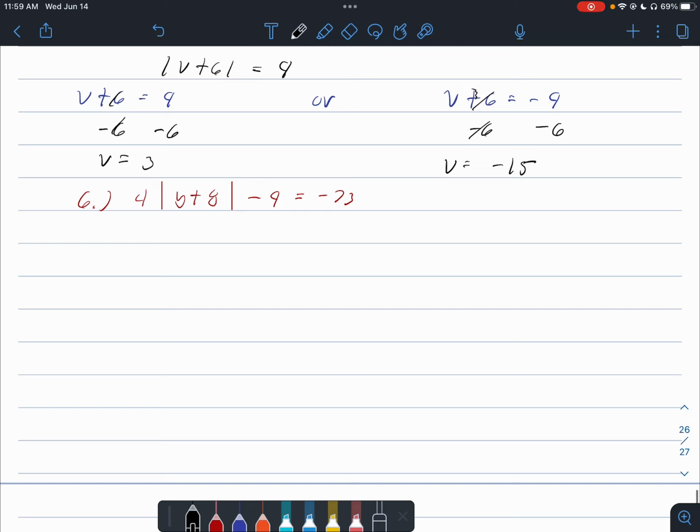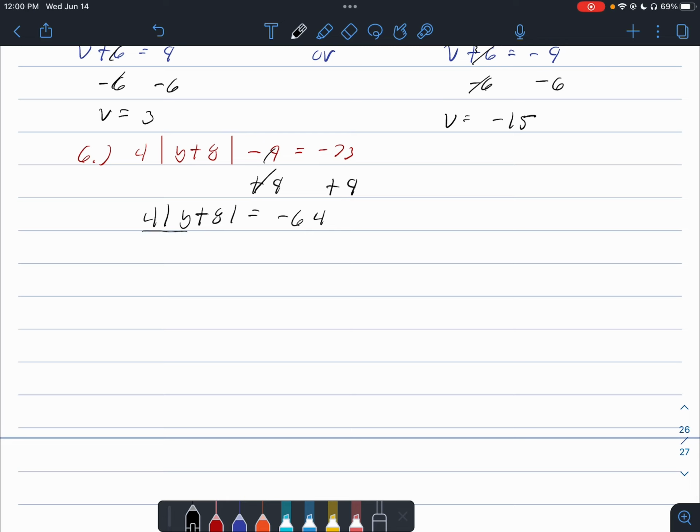Okay, and then one more. We have 4 times the absolute value of y plus 8, minus 9, and that's equal to negative 73. Here let's isolate the absolute value expression by itself. So let's add 9 to both sides. These will cancel, and we'll then have 4 times the absolute value of y plus 8 is equal to negative 64.